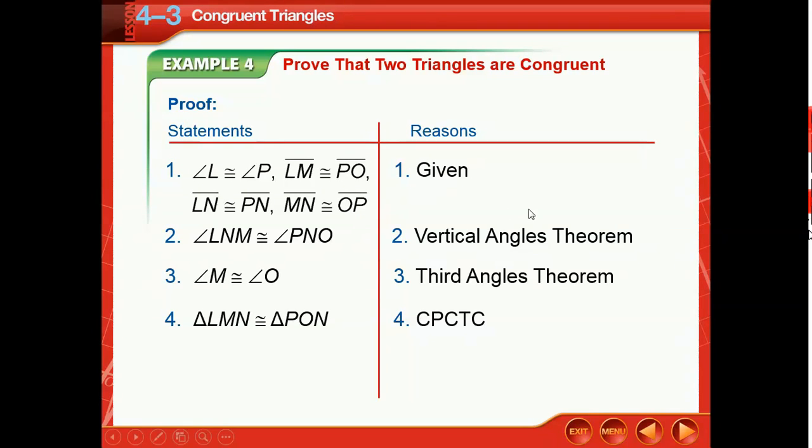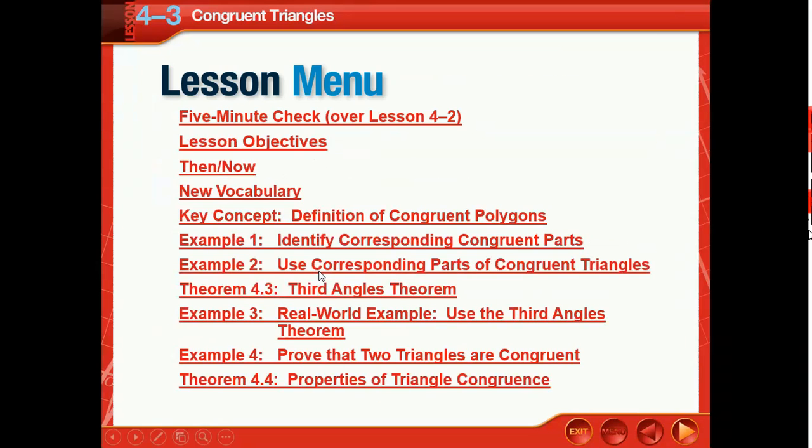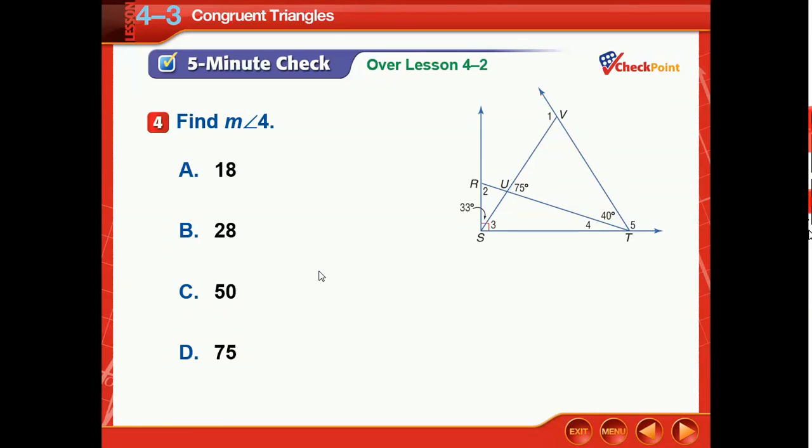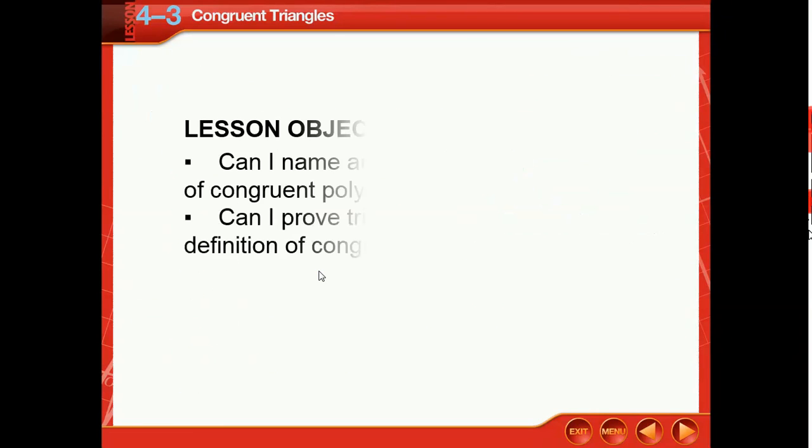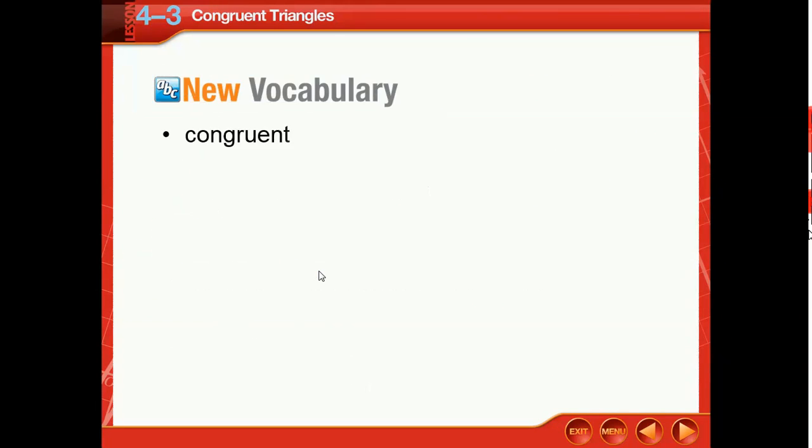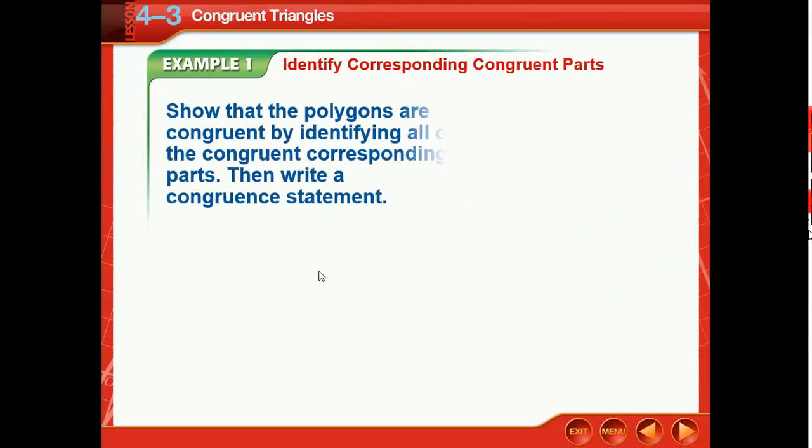And then the last thing is that now that you know all 6 parts match, so there's 1, 2, 3 sides. Those match. Those correspondingly are congruent. And then 1, 2, 3 angles. 3 angles, 3 sides. And then go back up to the top of your notes. There we go. There it was.